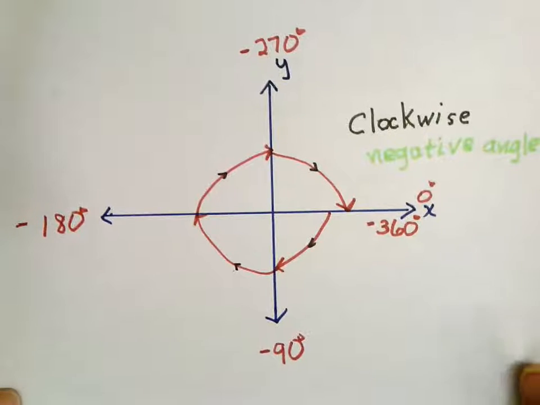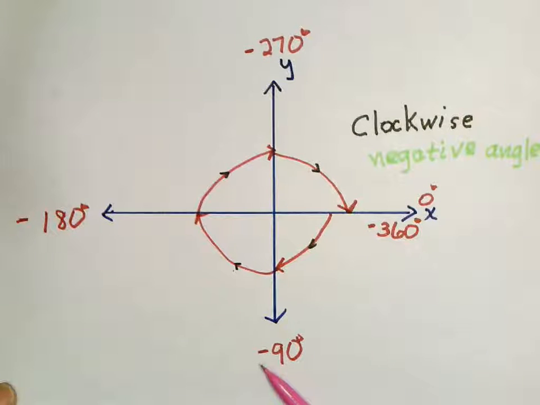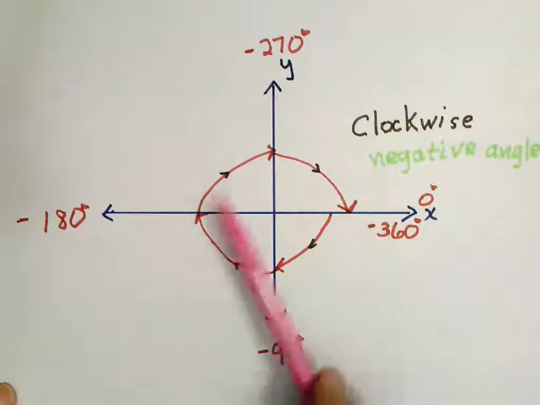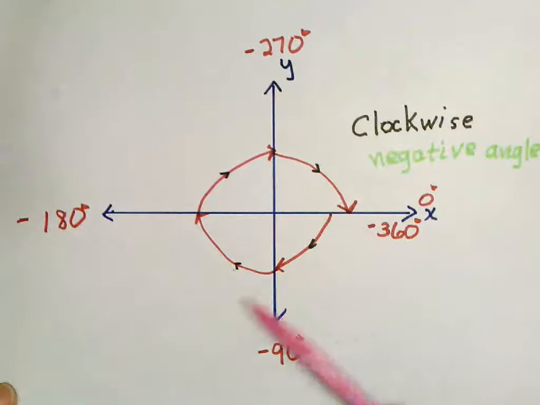If we start on the positive x-axis, and this time we're going to go clockwise, remember the angles are negative. So 0 degrees, negative 90 degrees this time, then negative 180, then negative 270, negative 360 degrees. That is when we're going clockwise. The angles are negative.